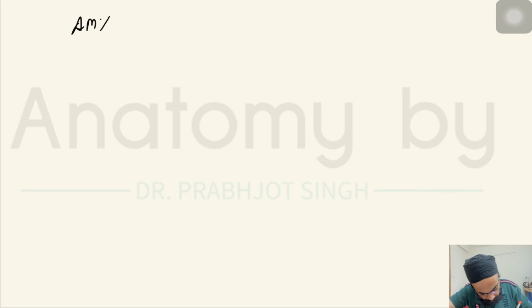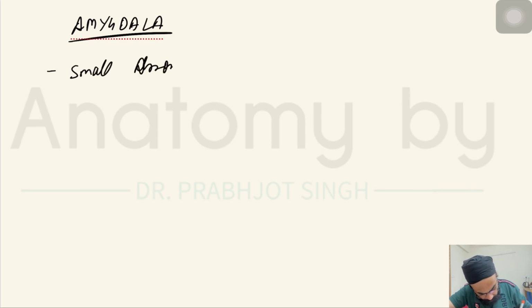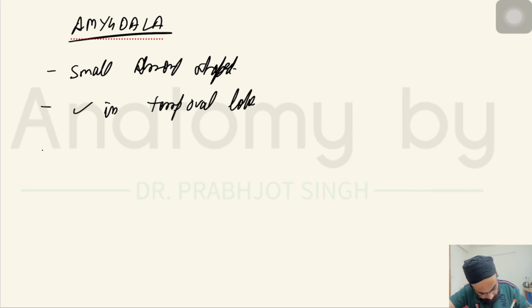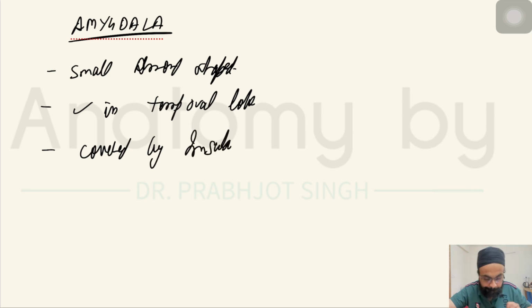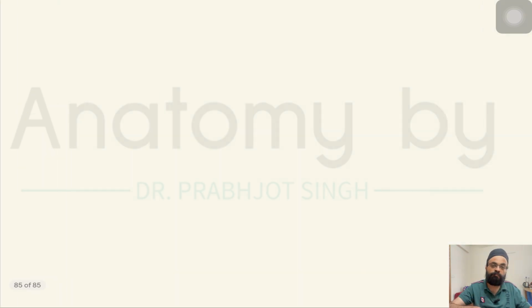Then amygdala or the amygdaloid body. It's a small almond shaped nucleus present in temporal lobe covered by insula. That's it.